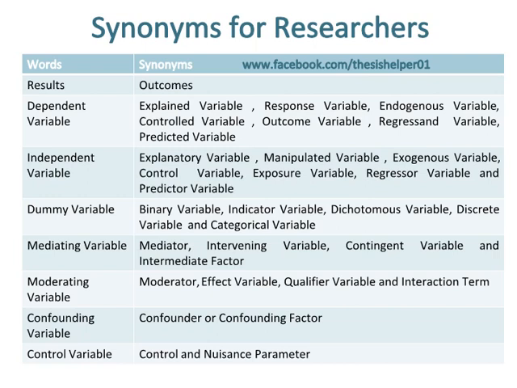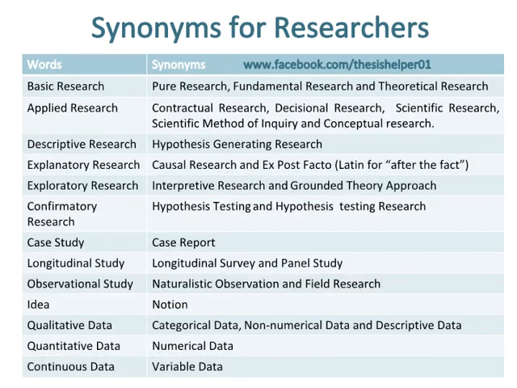Synonyms of confounding variable are confounder or confounding factor. Synonyms of control variable are control and nuisance parameter. Synonyms of basic research are pure research, fundamental research and theoretical research. Synonyms of applied research are contractual research, decisional research, scientific research, scientific method of inquiry and conceptual research.